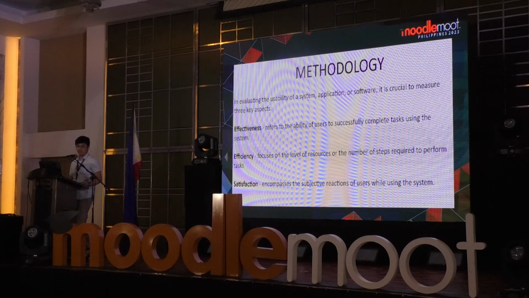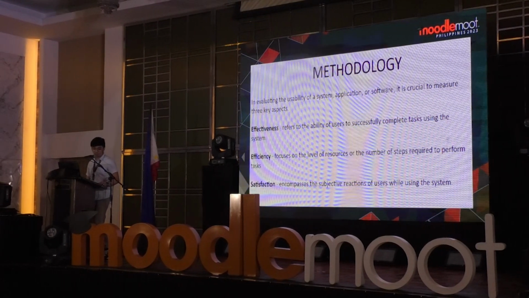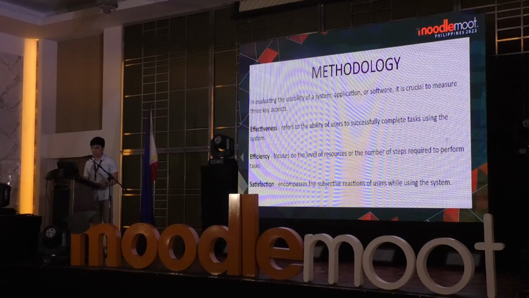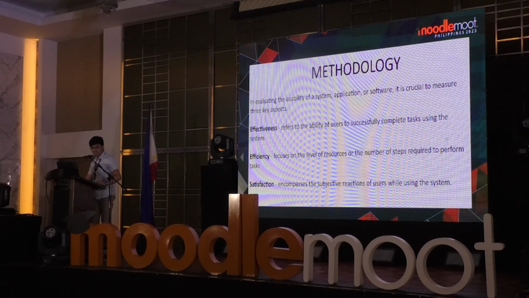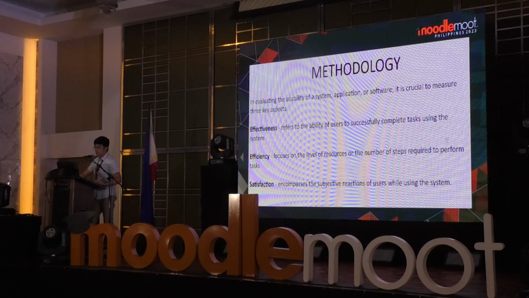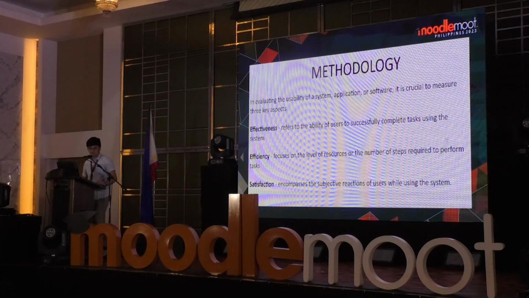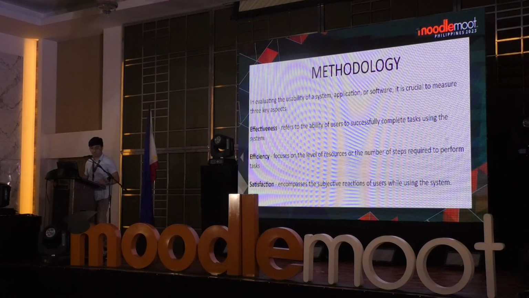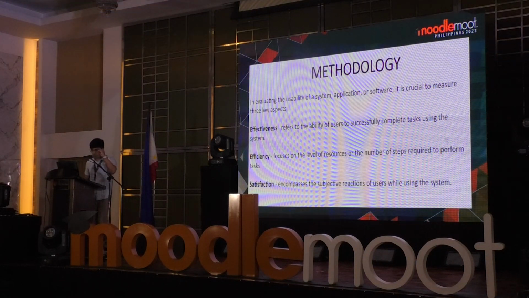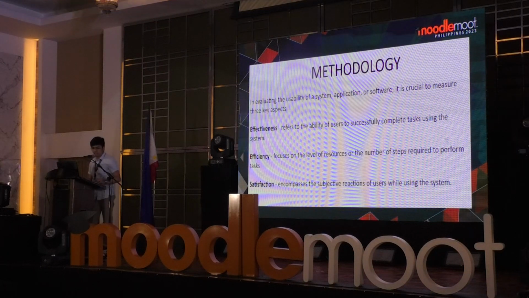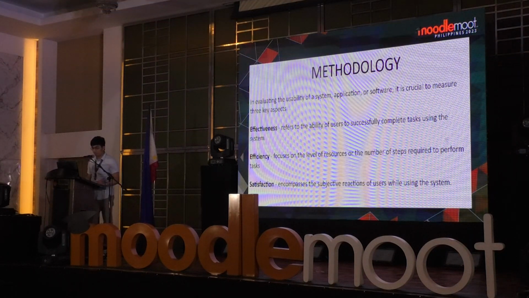And second is the efficiency, which can be described as the resources or the number of steps required to perform a task. Last but not the least, satisfaction. So obviously, this is the subjective reactions of users while using the system. So these are the three crucial aspects when conducting a usability evaluation of an application, software, or a website platform.